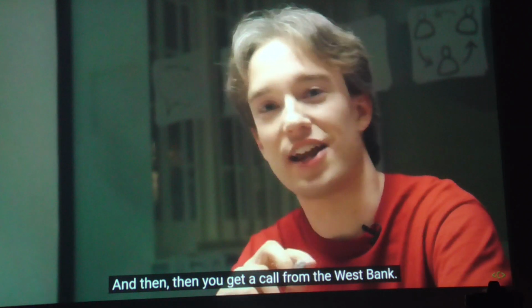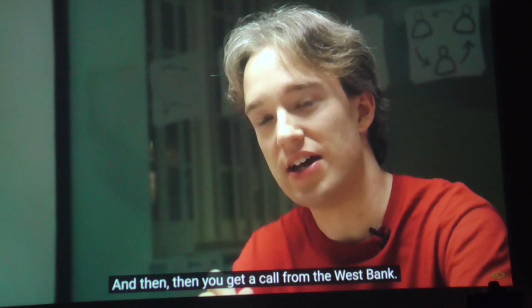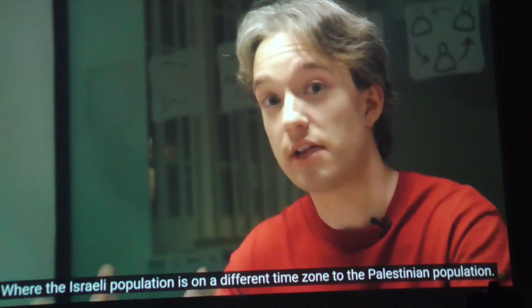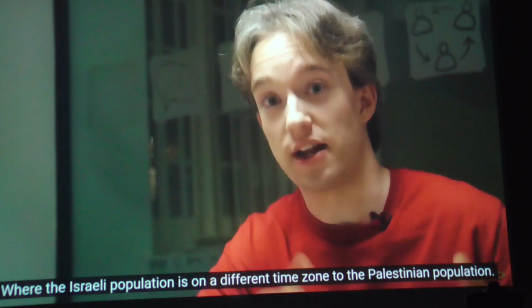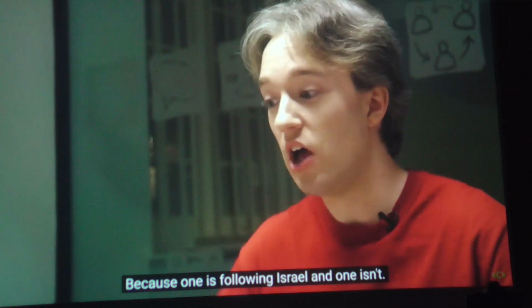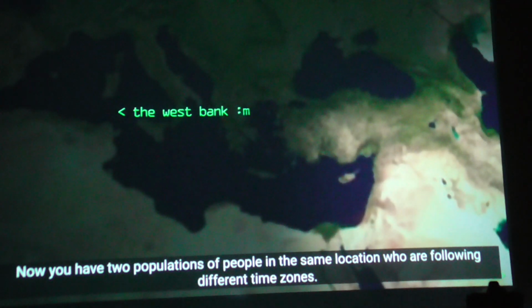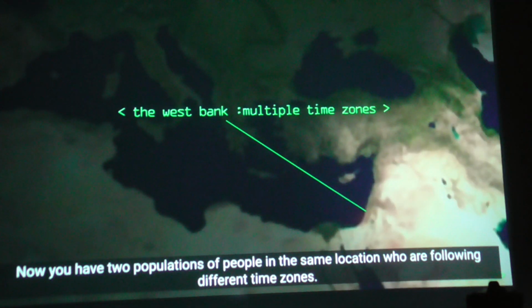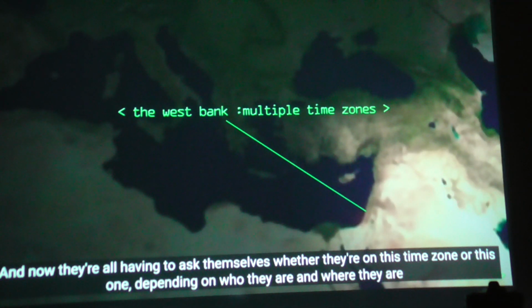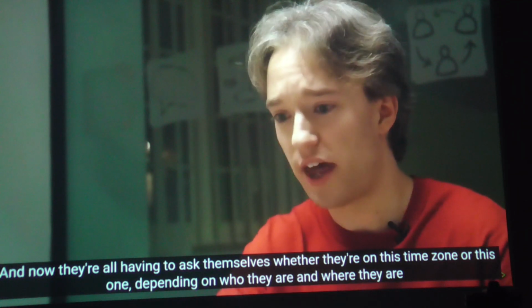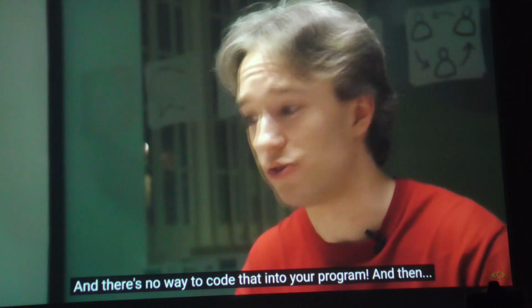And then you get a call from the West Bank, where the Israeli population is on a different time zone to the Palestinian population, because one is following Israel and one isn't. And now you have two populations of people in the same location who are following different time zones. And now they're all having to ask themselves whether they're on this time zone or this one, depending on who they are and where they are. And there's no way to code that into your program.